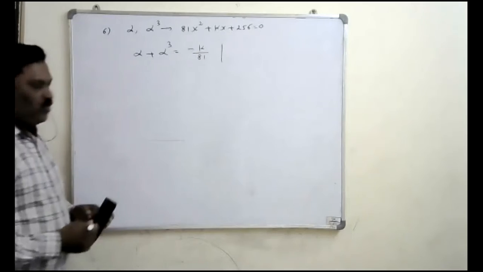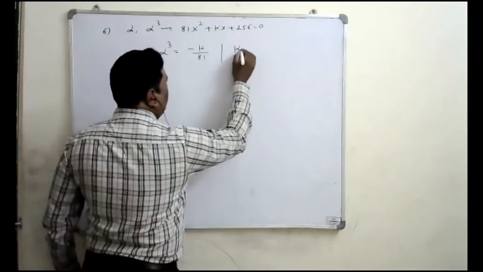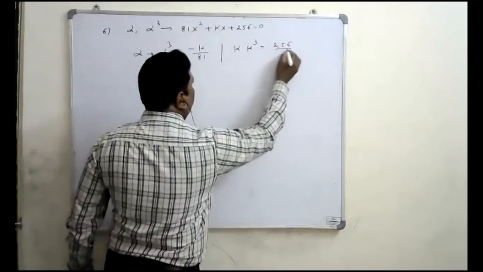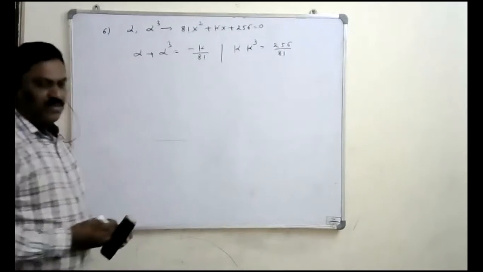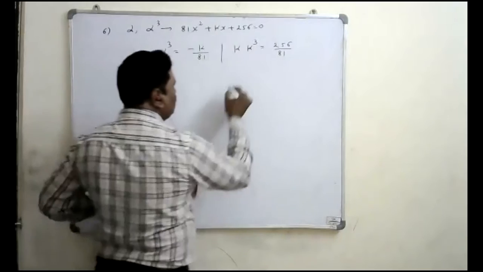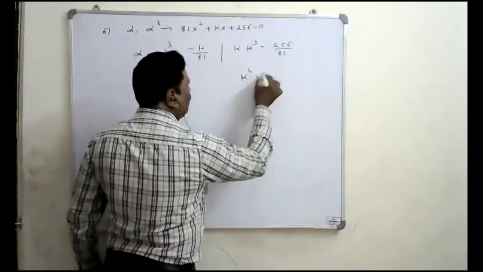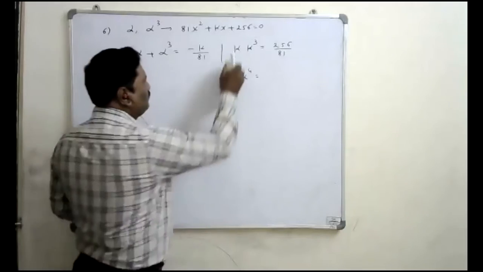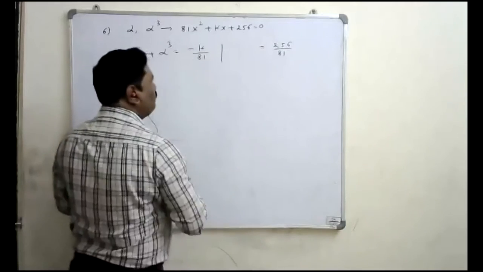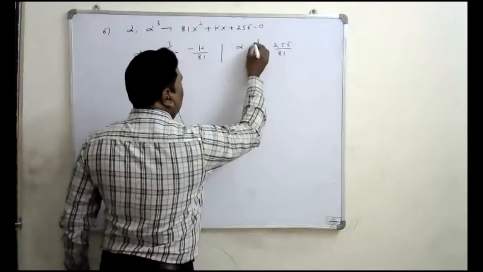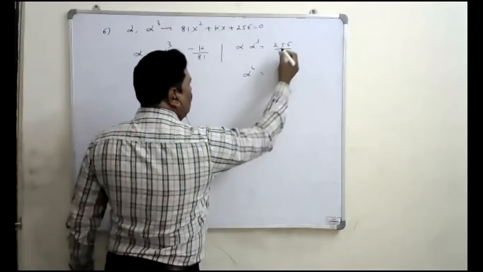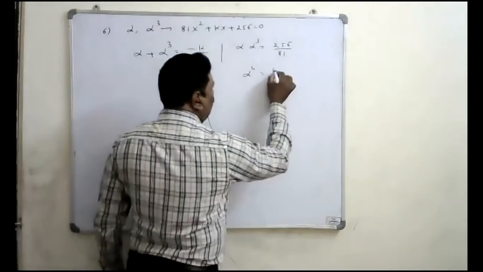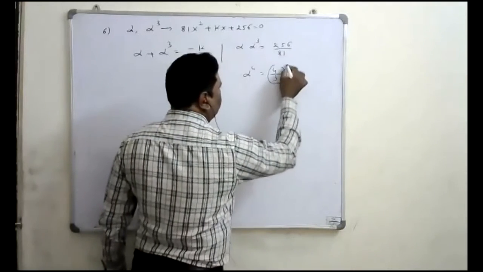Now we find the product of the roots, alpha into alpha cube, which is 256 by 81. Alpha into alpha cube is alpha power 4. Here 256 I can write as 4 power 4, and 81 means 3 power 4. Together I can write alpha power 4 equals 4 by 3 whole power 4.